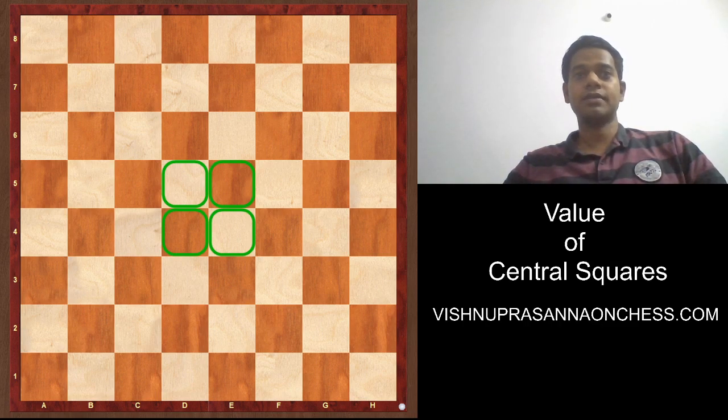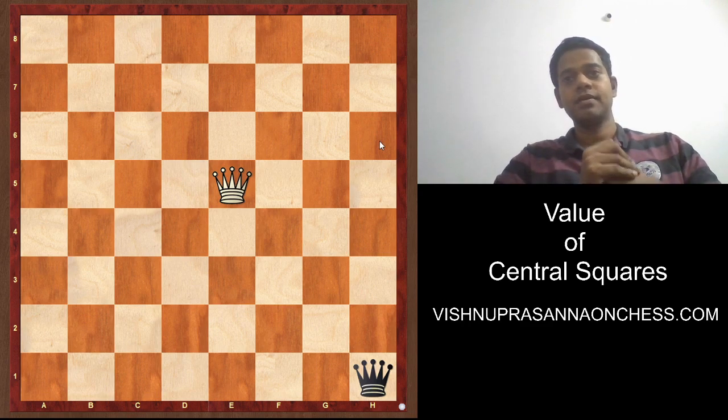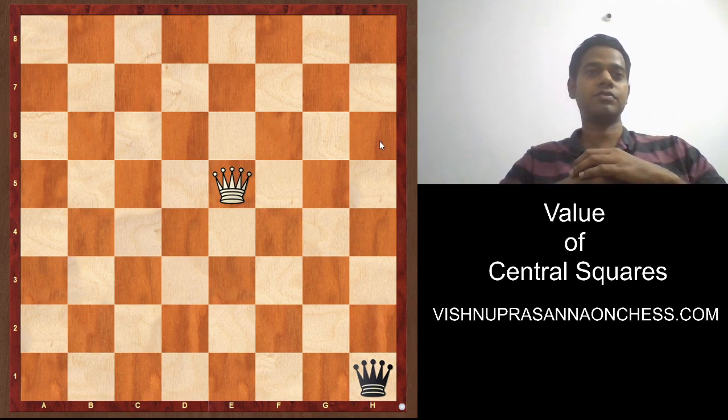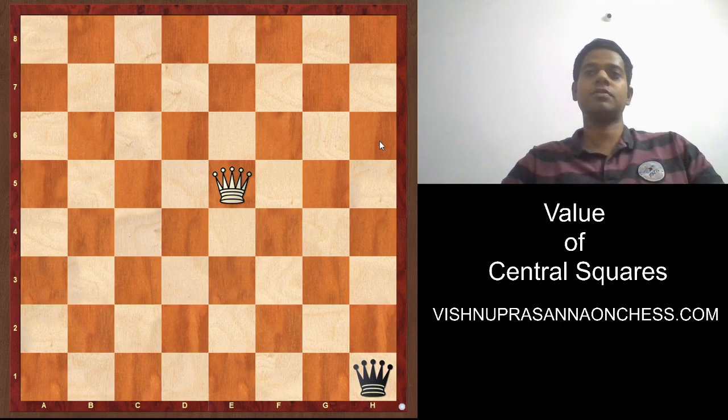Let's try to understand its relationship with the pieces by placing pieces on an open board. So here we have a queen on e5, which is in the center, and a queen on h1. And already you can see a significant difference here. The queen on e5 controls 27 squares, whereas the queen on h1 controls 21 squares. So the square on which the piece is placed determines its activity.